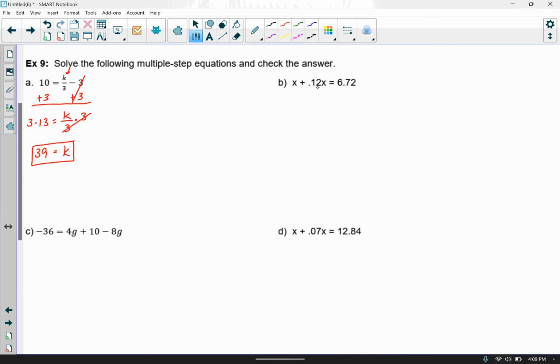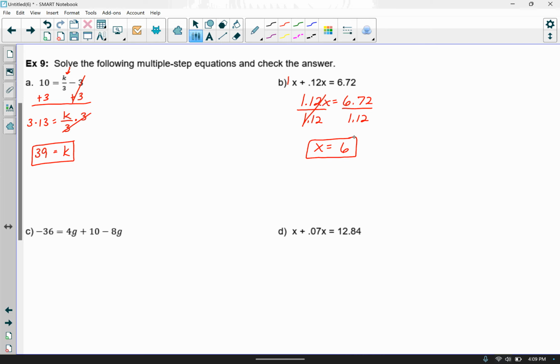Letter B, all my variables are on the left-hand side, but they're like terms, right? You got a couple of x's here. It's imaginary 1x, so 1x plus 0.12x, it's like, remember that thing like $1 plus 12 cents, so I've got 1.12x equals 672. So I've combined like terms first on this one. Divide by the number beside your letter. Cancels out, because remember that was multiplication, so to undo multiplication, I'm going to divide. Do that division, and that comes out to be a nice 6. X equals 6.